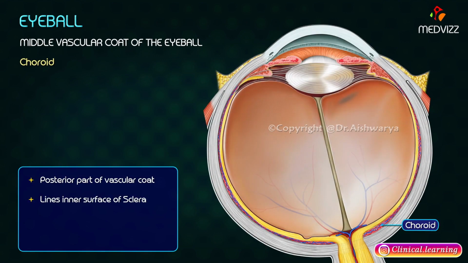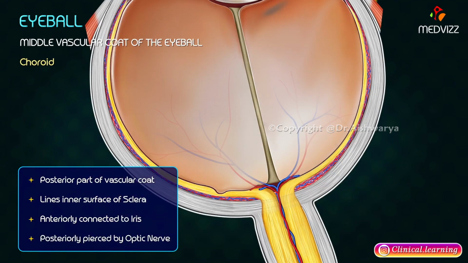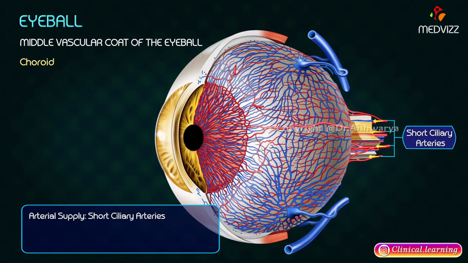It is a brown, thin, and highly vascular membrane lining the inner surface of the sclera. Anteriorly, it is connected to the iris by the ciliary body, and posteriorly, it is pierced by the optic nerve. Arteries. They are derived from short ciliary arteries which pierce the sclera around the optic nerve.